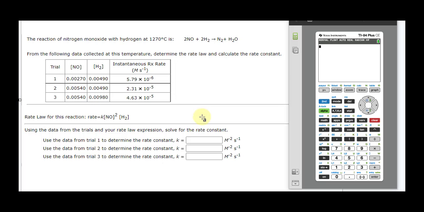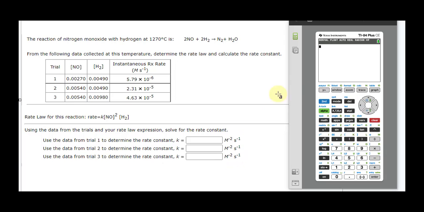Now we are going to use trial 1, and in trial 1 you can see we've got the concentrations of the NO and the H2, and we've got the instantaneous rate. So all we've got to do is plug into our equation to see if this thing works. So I've got my calculator ready, and we'll put those numbers in to see if indeed the NO is important and the hydrogen is important.